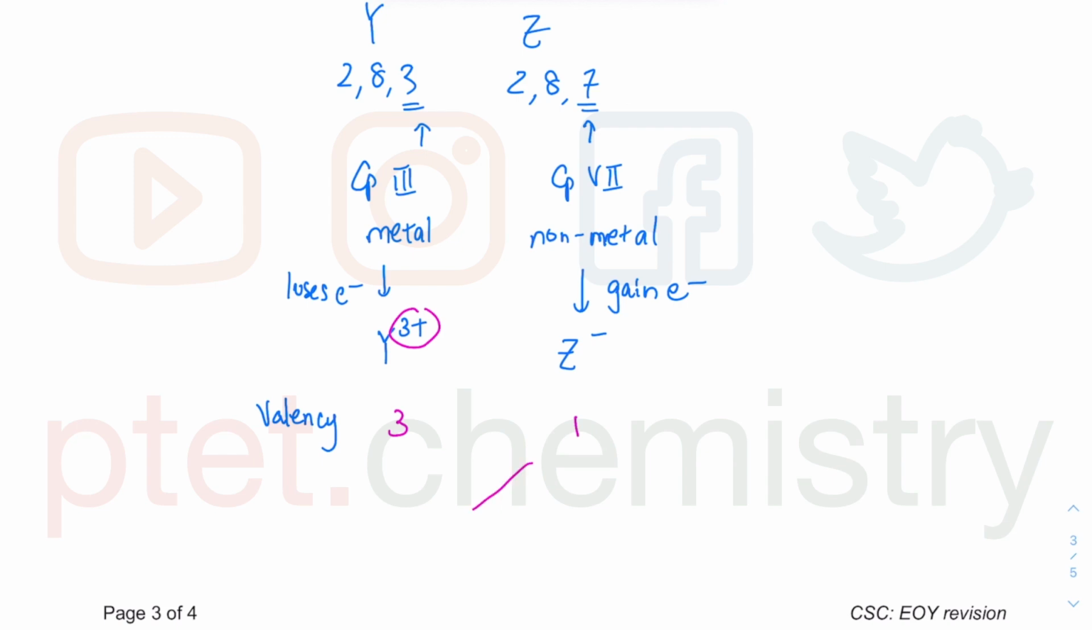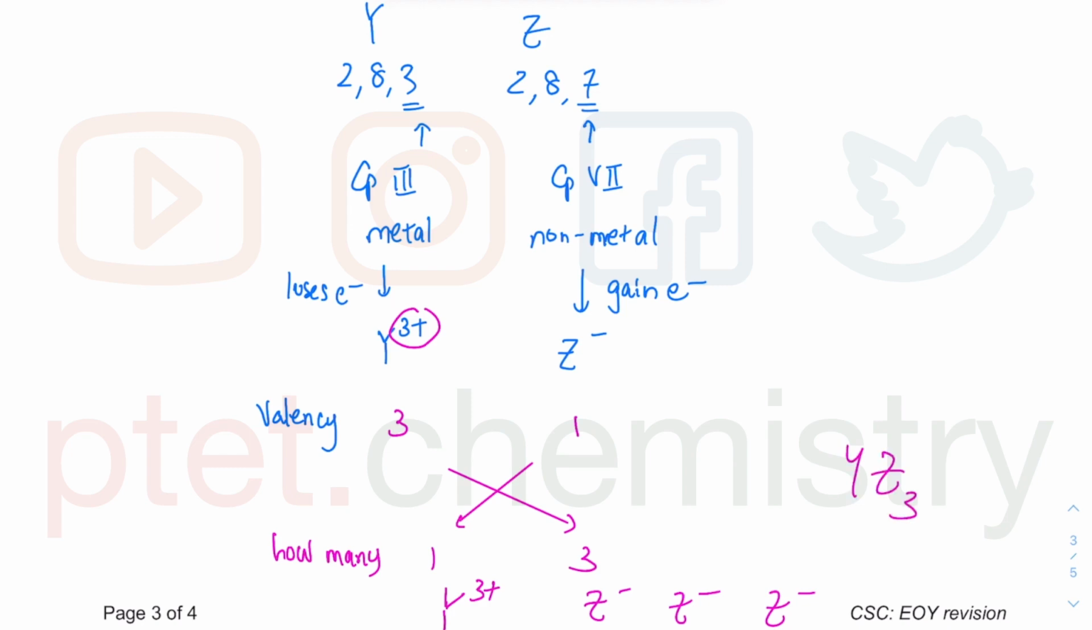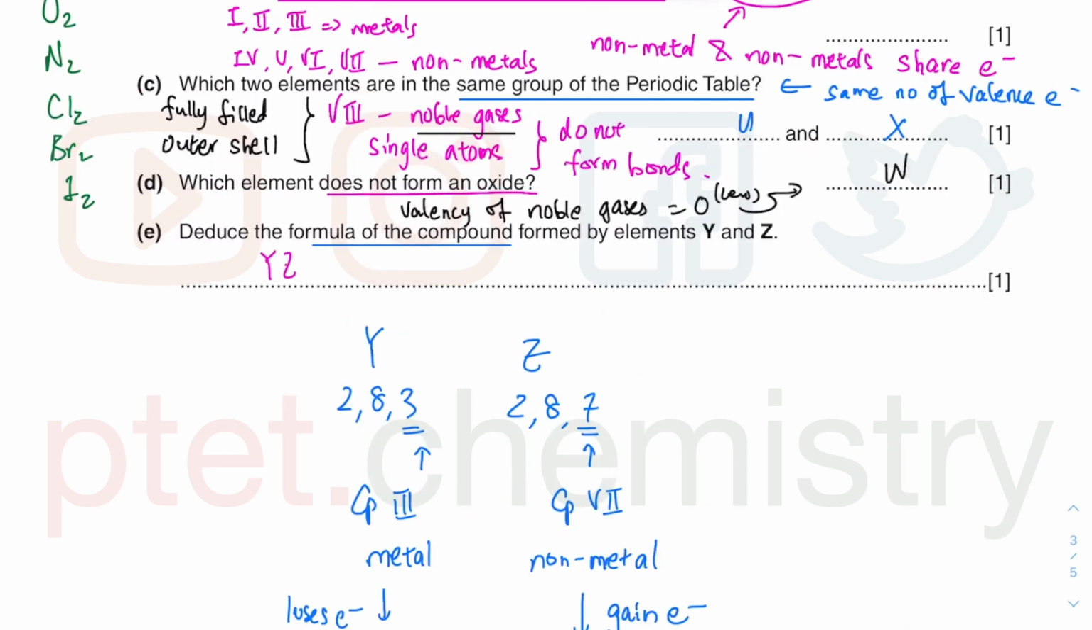So what happens then is we cross multiply and then we get 1 and 3. This tells me how many of each. So this is Y3+, this is Z minus, Z minus, Z minus. So I have YZ3 just like that. So what we get is YZ3.